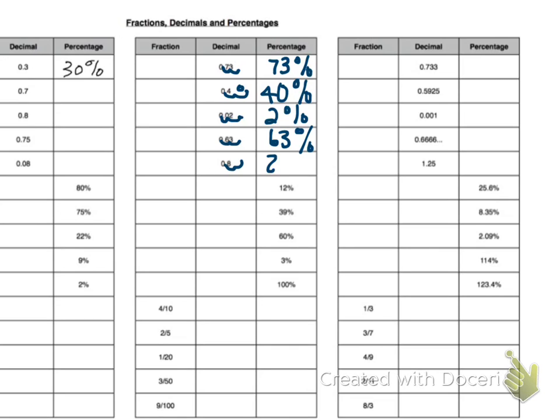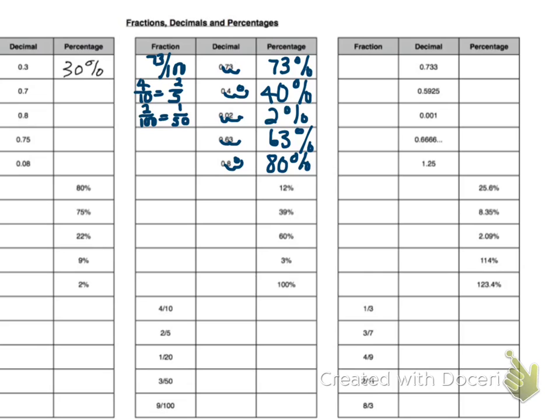80%. All right, this one over here is going to be 73 hundredths. Can't really do anything about that. 4/10, which is the equivalent of 2/5, because this was 0.4. 2 hundredths, which is the equivalent of 1/50th.